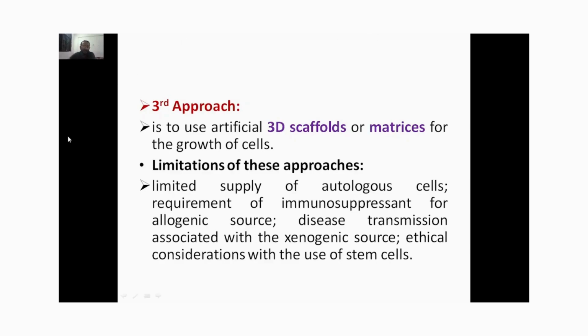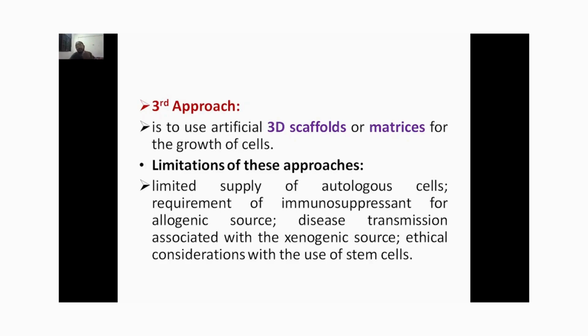Next, limitations of these approaches. There is a limited supply of autologous cells. That means sometimes we cannot get cells from the same person; as I told you, if the whole organ is damaged, we cannot use those cells. And then there is the requirement of immunosuppressants for allogenic sources. That means if you are taking cells from a different person, you need to go for immunosuppressants, because, as I told you, when you implant another person's cells inside our body, it will naturally produce antibodies. The immune system will produce antibodies. These antibodies can come and harm those cells, kill those cells.